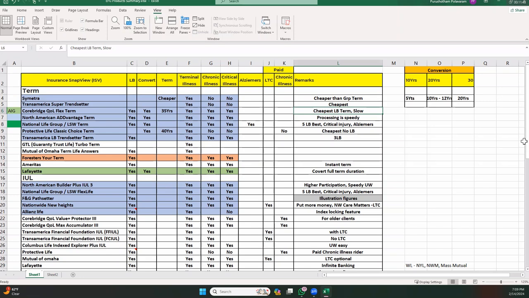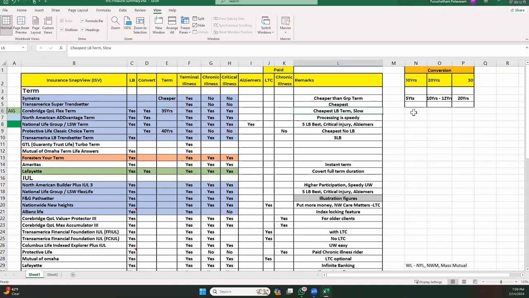They have what is called QOL. It is called quality of life. It's a flexible term, they call it QOL Flex Term. For maximum coverage, they give up to 35 years. That's the highest living benefit term in terms of duration they offer. And it has all three living benefits. It's one of the cheapest living benefit products.